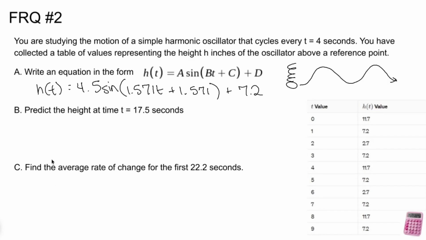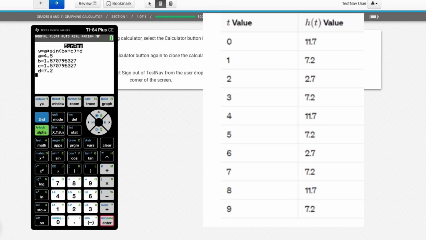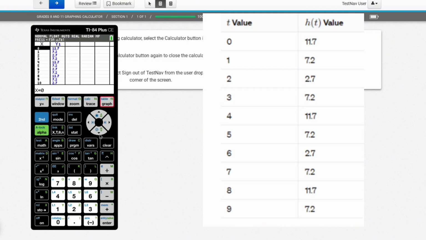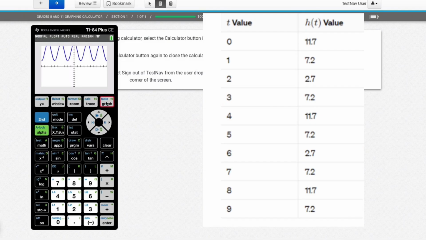Let's see what happens. All right, so B is asking us to predict the height at time t equals 17.5 seconds. So if I were to go to my graph or my table, I'm not going to get 17.5. Also, if I were to hit graph, I still won't see 17.5. So if I try to do the whole value thing, it won't let me because 17.5 is not on the screen.